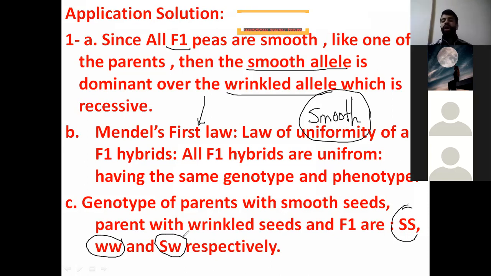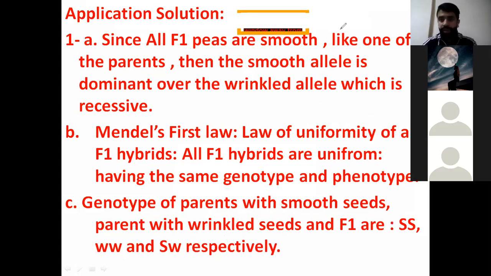So here they are, the genotypes of the smooth, wrinkled, and F1. Smooth, SS. Wrinkled, WW. F1, they are S and W. So they get S from one parent and W from another. So this is called the F1 generation.